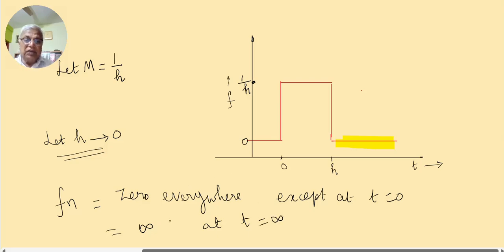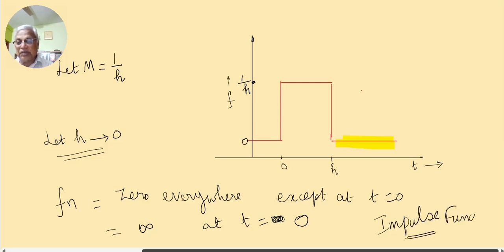So let me repeat. In the limit of h tending to 0, you will get a function which is 0 everywhere except at t equal to 0, where the value of the function is infinity. This is not t equal to infinity, it is at t equal to 0. The function value will be 0 everywhere except at t equal to 0. At t equal to 0, the value of the function will be infinite. So this function is known as impulse function.